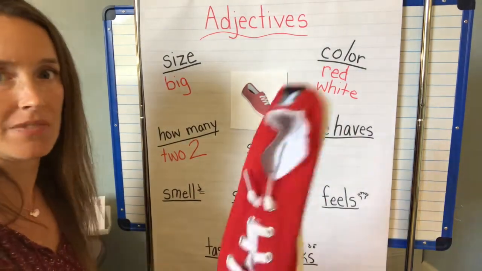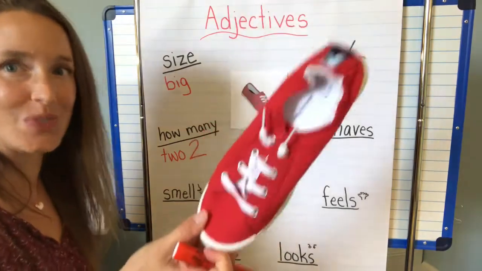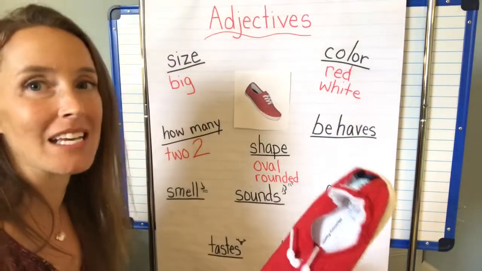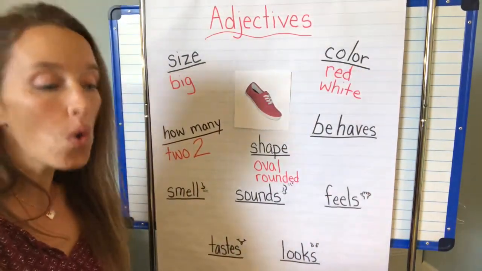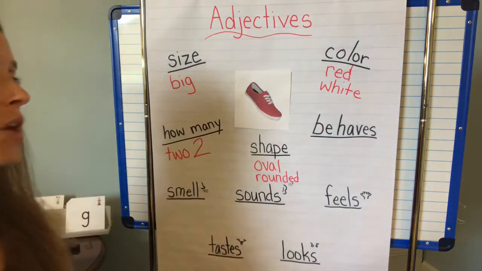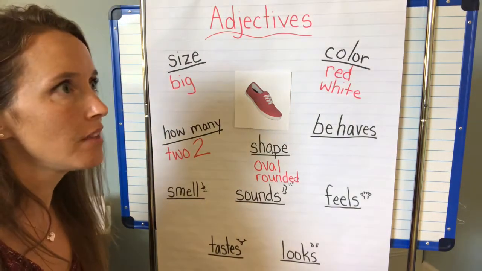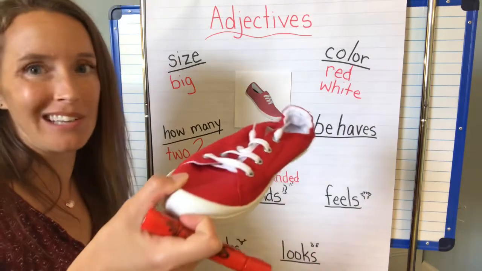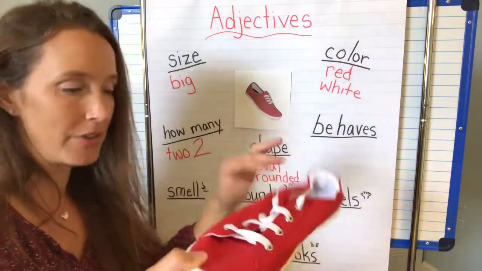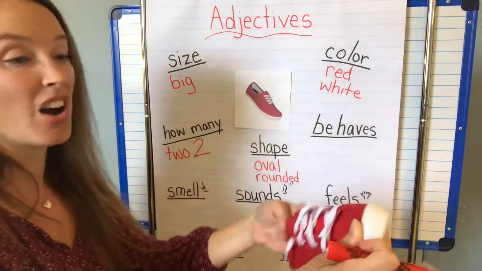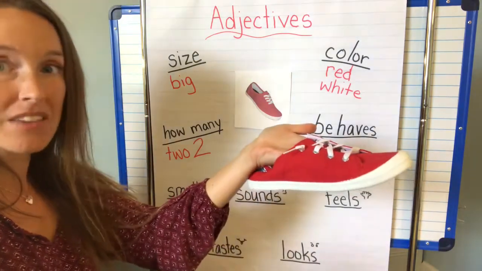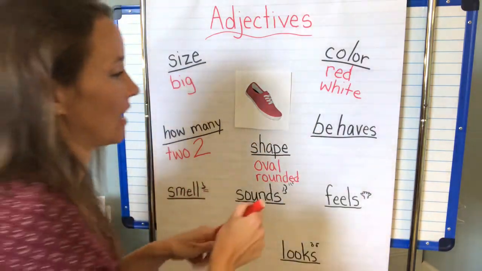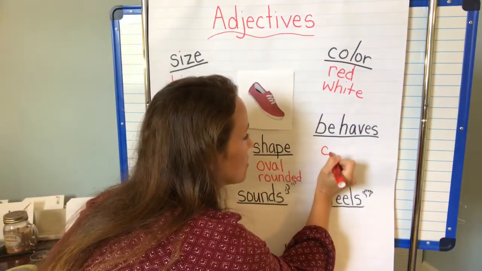Behaves. Now, I'm not going to say, oh, this is such a good shoe. Behave can be how somebody actually behaves, or it can be a word that talks about what it's like. So my shoe, it's not a good boy or bad boy, right? But my shoe, it's comfortable. That's a behavior word, comfortable. Okay, it's comfortable.